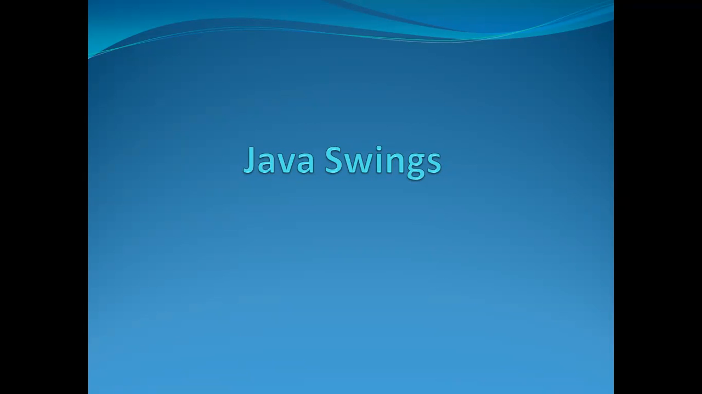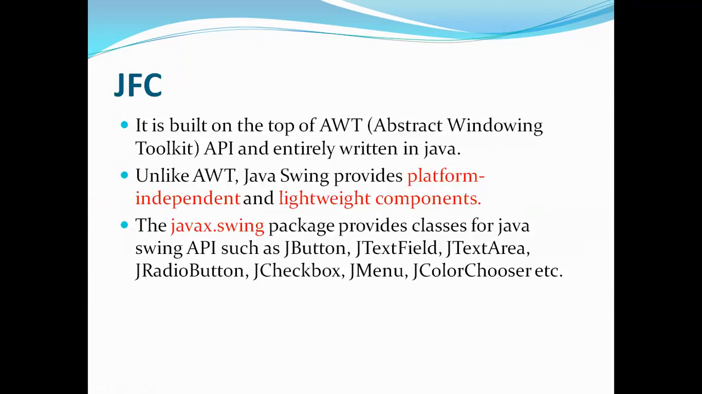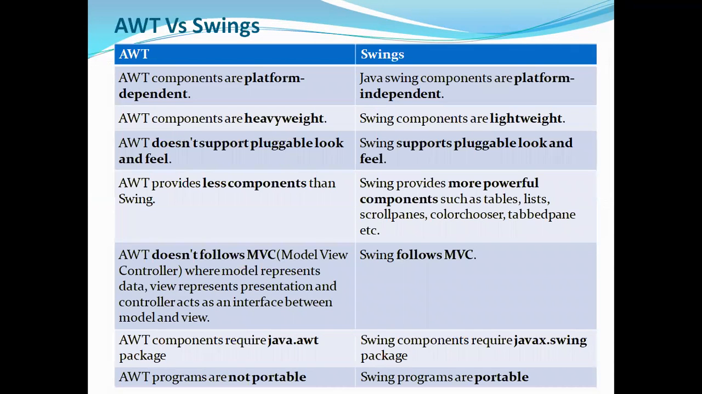Even Java Swings is used to develop GUI, that is window-based applications, but it has more features than AWT. So let's see in detail about Swings now. Java Swing is a part of JFC that is used to create window-based applications. Now what is JFC? JFC is a set of GUI components which simplify the development of desktop applications. As I told, AWT has some drawbacks that are overcome by Swing. So let's see the differences between AWT and Swings.